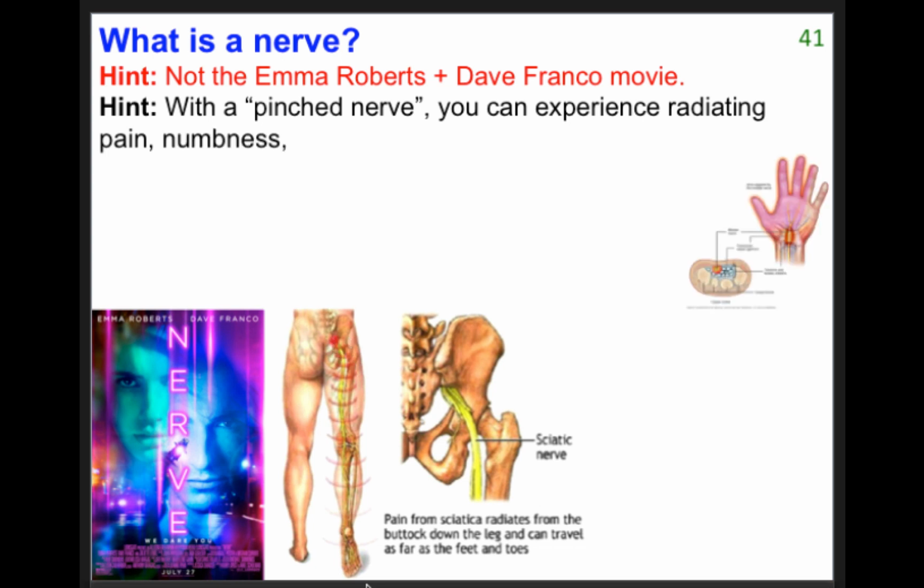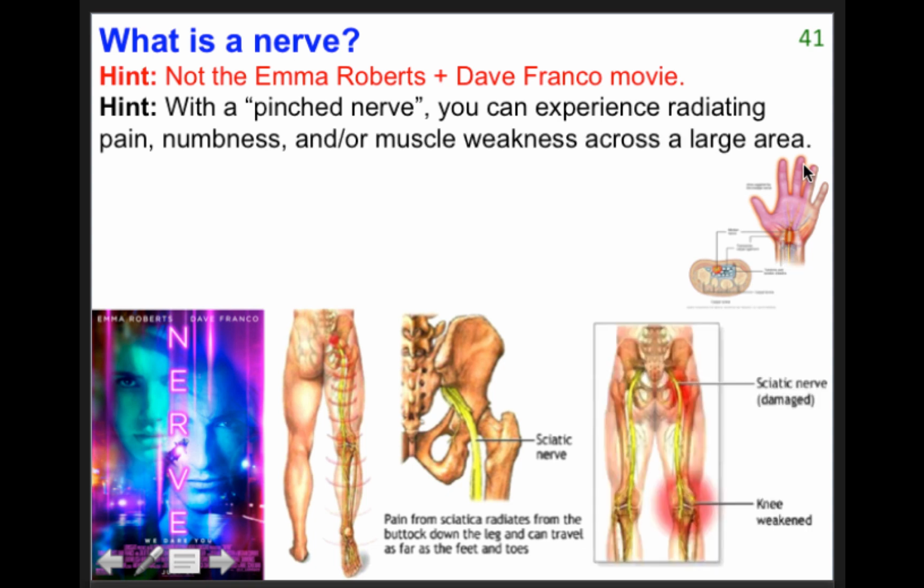You might also feel numbness. So if you have a pinched nerve in your wrist from carpal tunnel syndrome or something like that, you might feel numb throughout part of your hand. Or you might also get muscle weakness across a relatively large area as well. Like if your sciatic nerve is damaged, you might feel weakness in your knees. So considering that, pause the video and think about what a nerve might actually be.